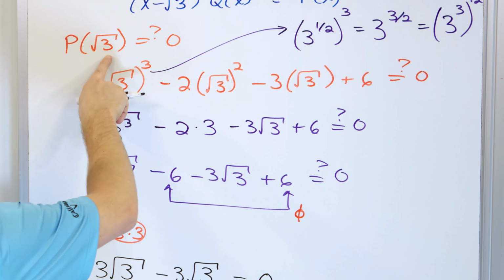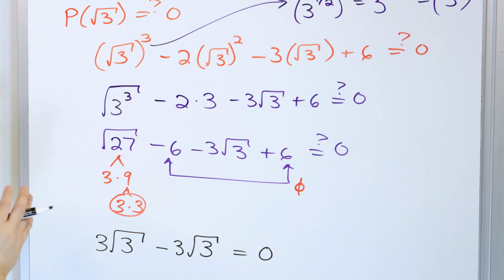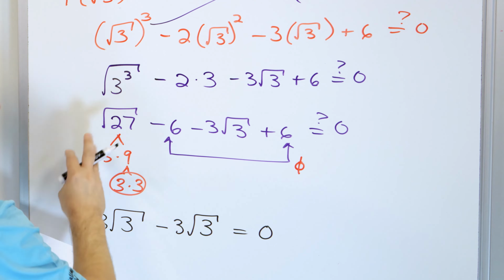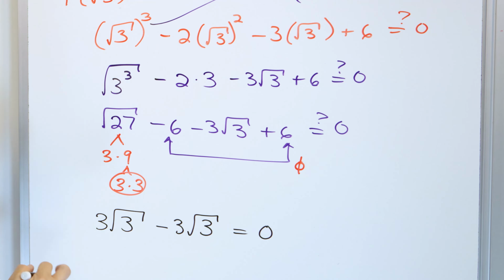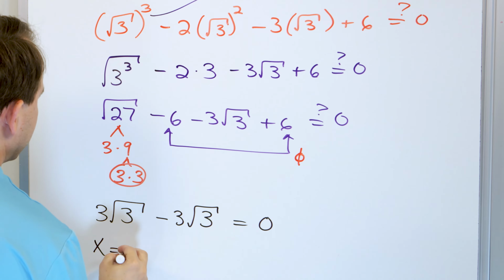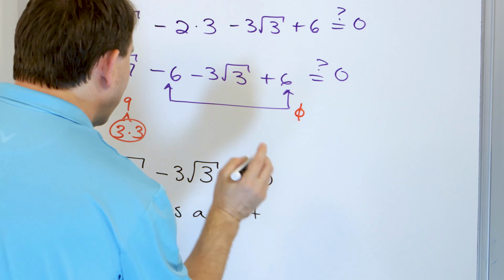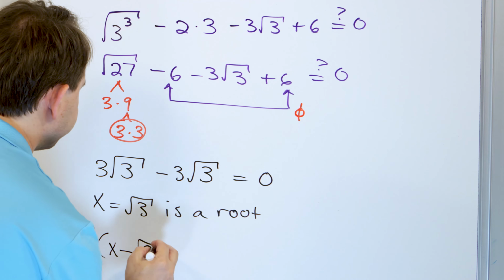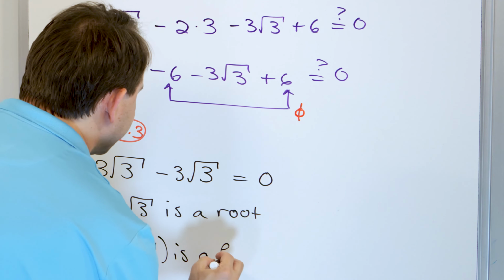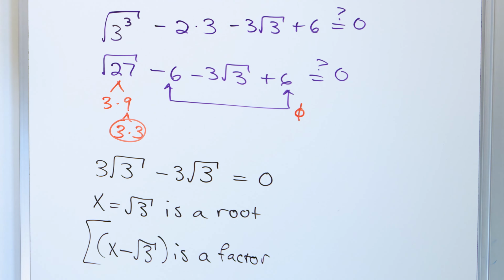So when I put the square root of 3 into this polynomial and crank through all of it, it's very difficult to see if it's going to subtract to 0 until you start dealing with the radicals. But once you do, you figure out that it is equal to 0. So what that means is x equal to the square root of 3 is a root. And what that also means is, from the factor theorem, x minus the square root of 3 is a factor. And so that's the answer. X minus the square root of 3 is a factor.